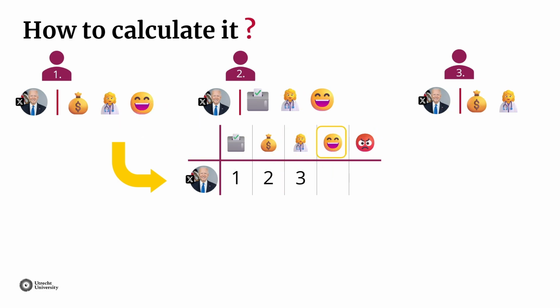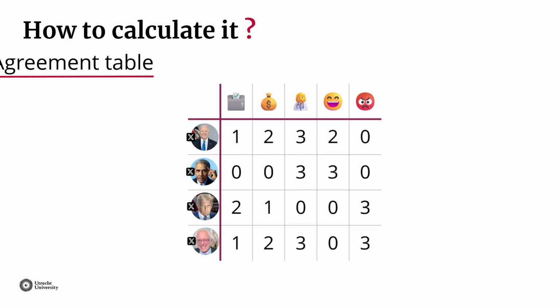And then we go to positive vibe, we see that it was selected twice, so we put a 2 there. And then for the negative vibe, nobody selected it, so we have a 0 there. And we can do the same thing for the other tweets, which leads us to the agreement table of this example.